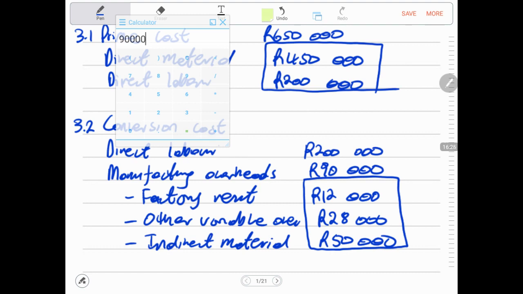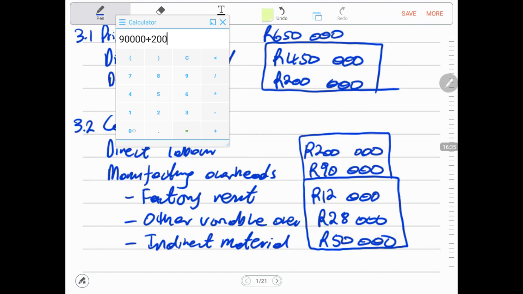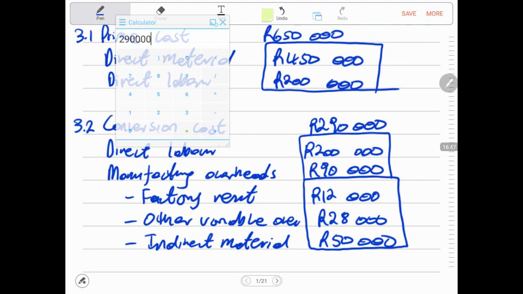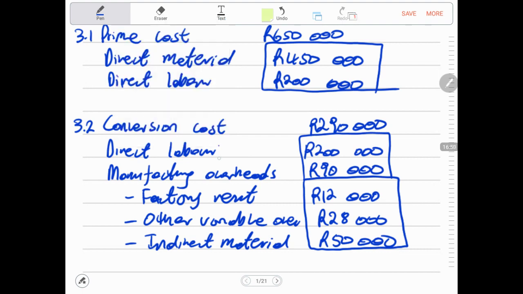So these are the overheads that we have, and we can add the total to get to the sum of the total conversion cost: plus 200,000, which is our direct labor. This gives us a total of 290,000 rands. So this is our total conversion cost. Remember, conversion cost is direct labor plus manufacturing overheads. These are the costs that we incur to convert material into becoming a finished product.